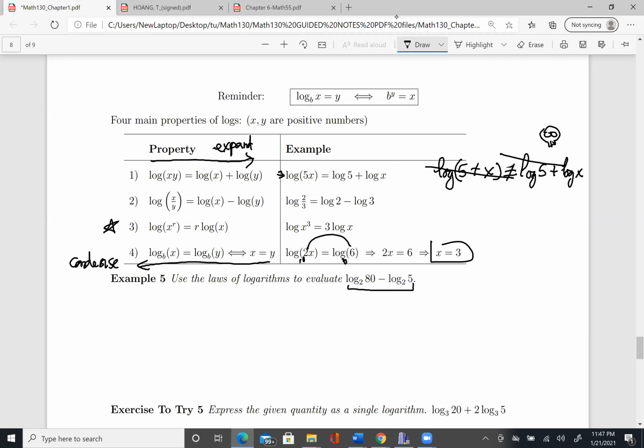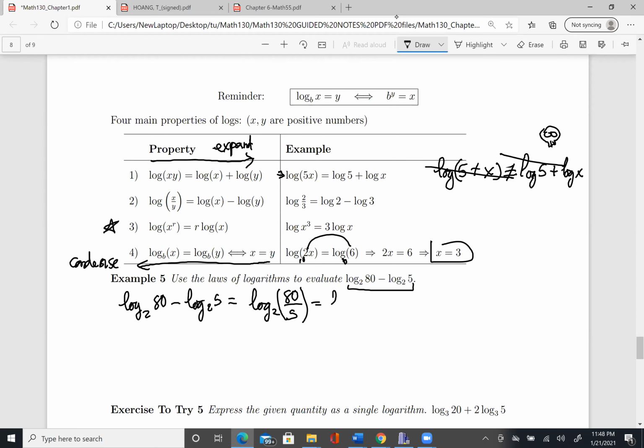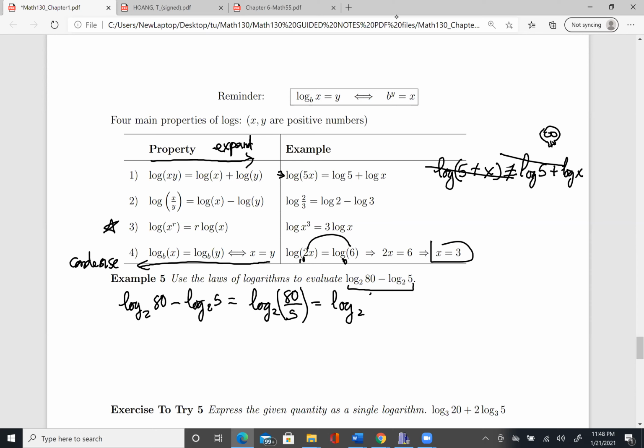So I'm gonna have log base 2 of 80 minus log base 2 of 5 will be equal to log base 2 of 80 over 5. Okay, and then use the calculator to calculate what 80 divided by 5 is gonna be. You're actually gonna have log base 2 of 16.